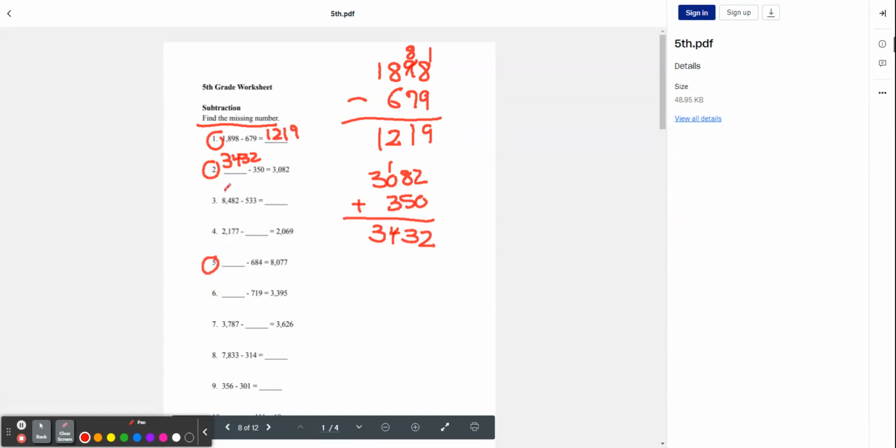Let's try 5. Just like 2, since we subtracted 684 from the blank and we got 8077, that means the blank is greater than 8077 by 684. So what we're going to do is add 684 into the product, and we get 8761 for our answer.